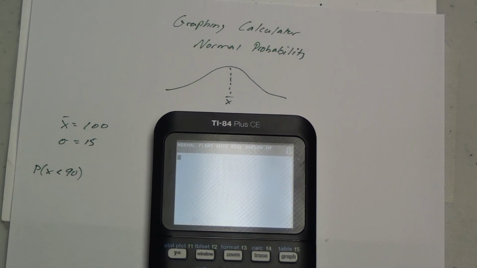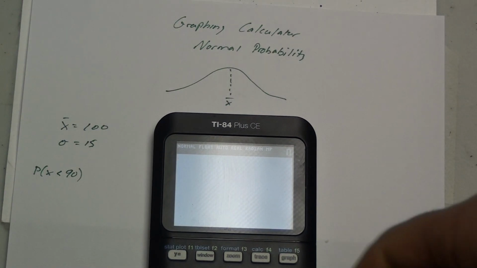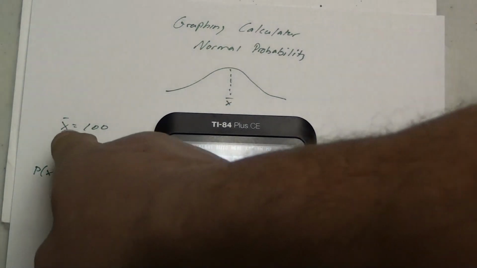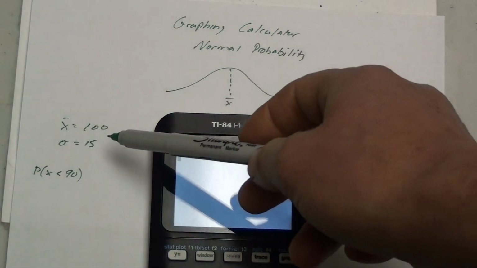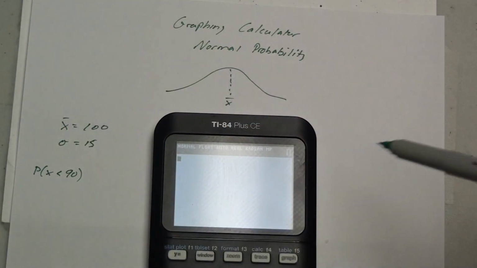This is a short lesson on how to use a graphing calculator to find normal probability distribution. So if I have a scenario, I have an average of 100 and I have a standard deviation of 15, I want to find the probability that x is less than 90.